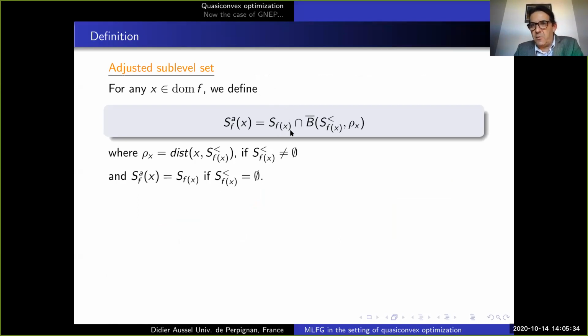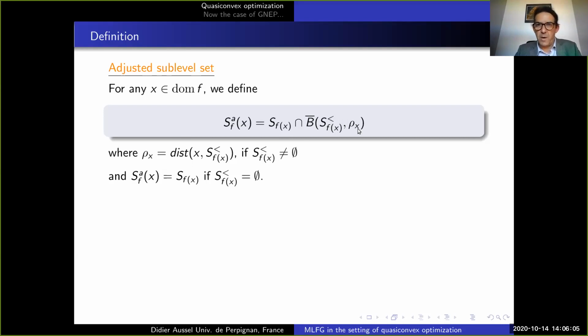Inside the sublevel set, you have the strict one. You inflate the strict sublevel set until you touch the point. You thus have a ball around the strict sublevel set, and you consider the intersection of both. Okay, it's a geometrical construction, and it is what we call new sublevel sets. They are adjusted. We call this adjusted.